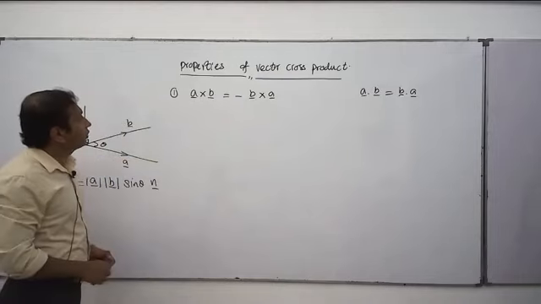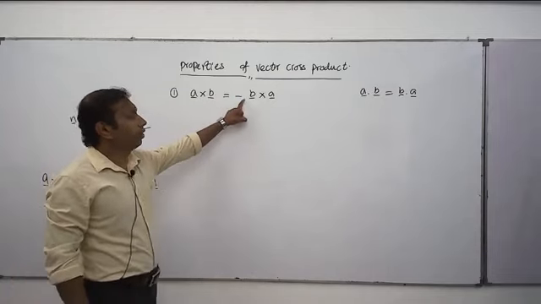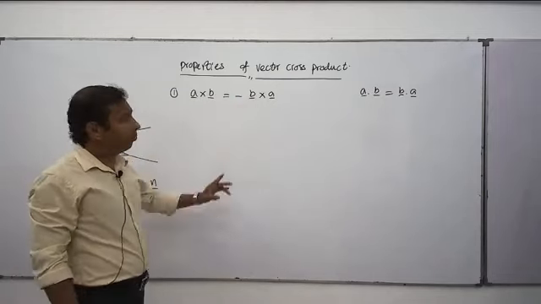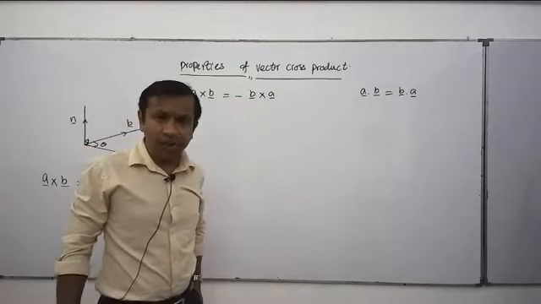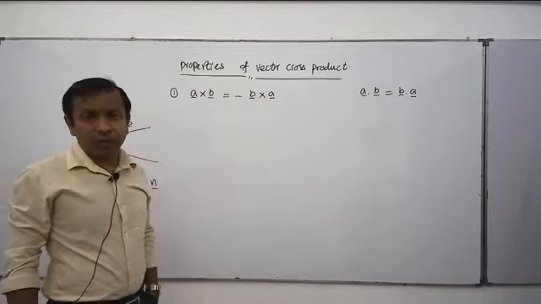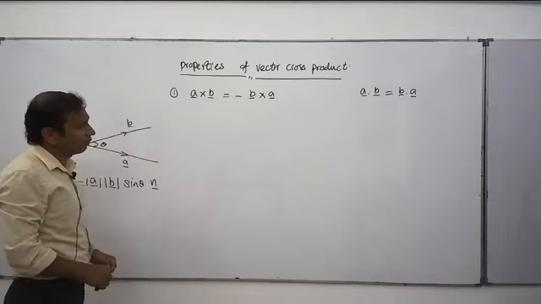So the first property of vector cross product: A cross B is equal to minus B cross A. So remember, when we interchange the places, that means if you change the order of the vectors A and B, people, in taking the cross product, an extra minus sign comes. Right, this is the first one.